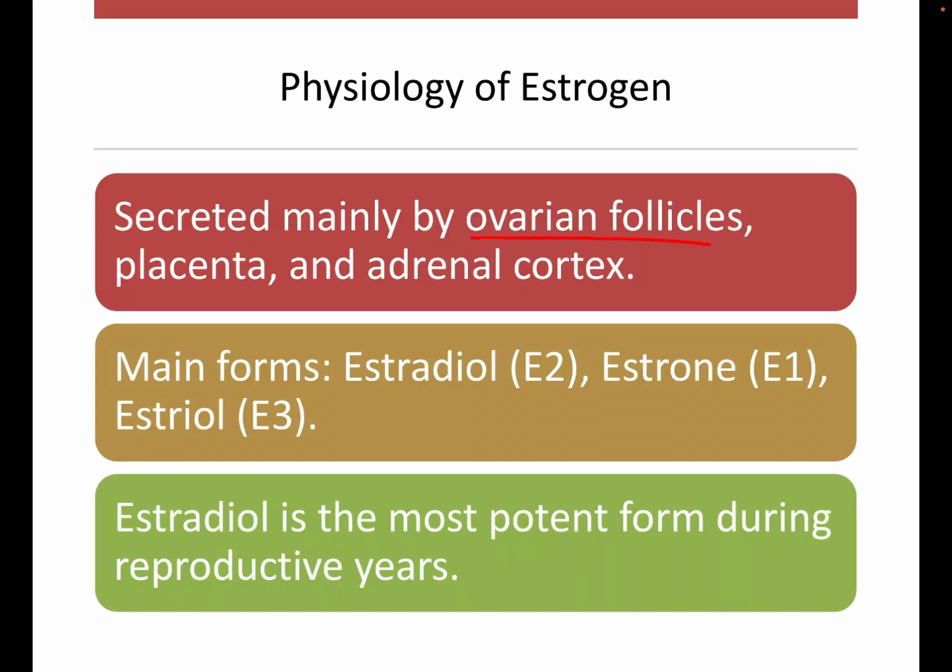Secreted mainly by ovarian follicles, placenta and adrenal cortex, estrogen has three main forms. One is estradiol E2, estrone E1 and estriol E3. Estradiol is the most potent form during reproductive years.